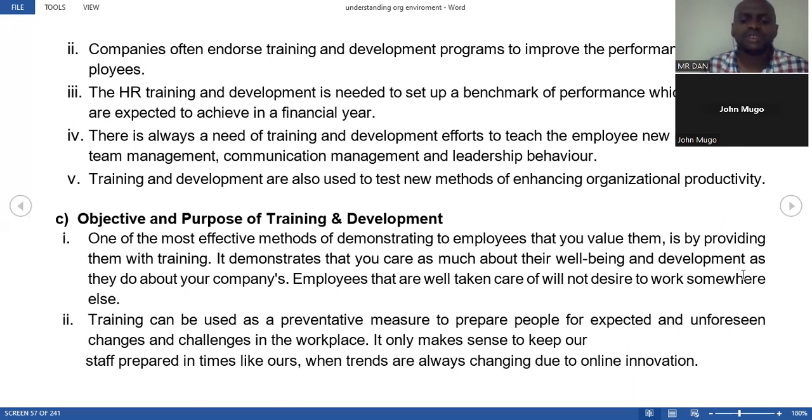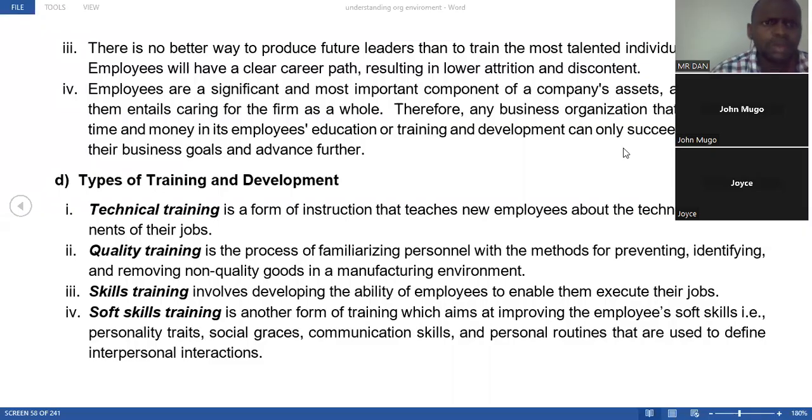So the training is preparing you in the event you have some issues that you cannot control. We are saying training is very critical and very important because it helps you to produce future leaders. Remember, it is everybody's wish that one day, one time in life, you become a leader. So through training, you will be given some new skills, or you will be able to have a clear career path that will help you to realize your dream as a person, or even to become a future leader in that organization.